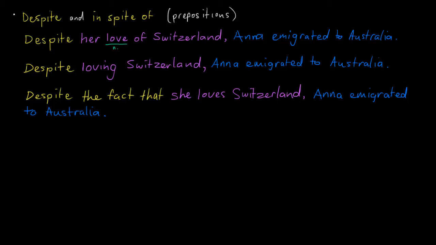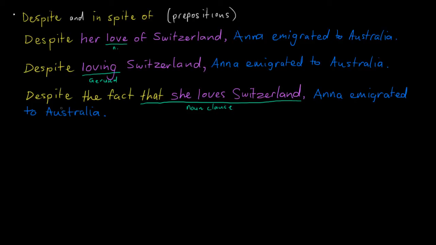And so you can understand that after despite we need a noun. Here we have a gerund. A gerund is when a verb acts like a noun. So grammatically, you could say that we have a noun here as well. And then despite the fact that, what you have here is a noun clause. So this is basically a noun as well.